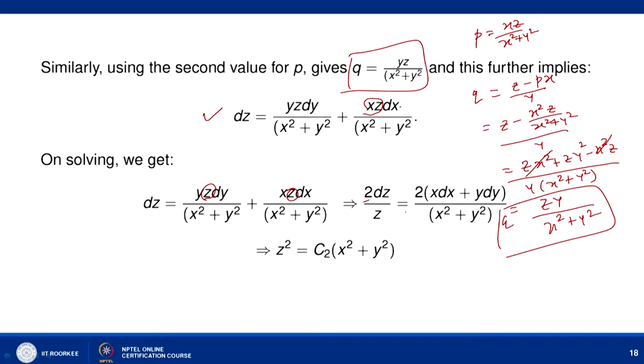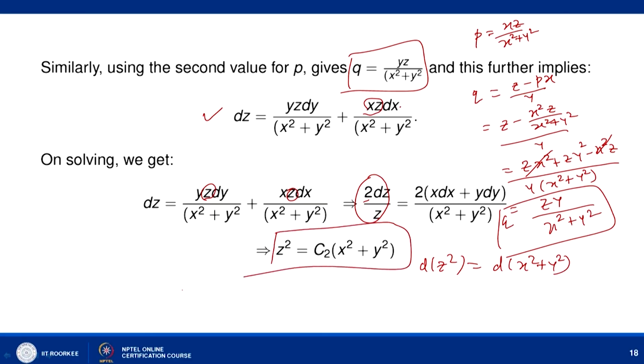Then we can write dz upon z, and then you multiply by 2. So, it is 2x dx plus 2y dy divided by x square plus y square. This is the derivative of z square, and this is the derivative of x square plus y square. So, we can simply write z square equal to some constant c times x square plus y square. So, this is another common solution if we use the value of p as xz upon x square plus y square. That is what we have achieved here.